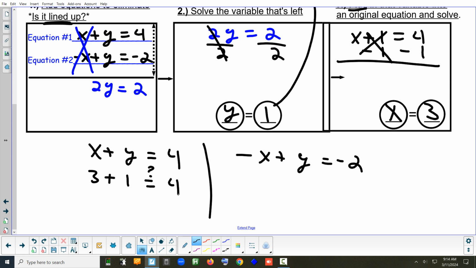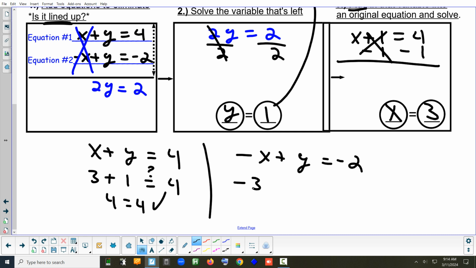And Sam, 3 plus 1 gives me 4. So did those numbers work in the first equation? Yep, they worked fine. All right, let's check them in the second one. Maddie, what did I get for x again? 3. So we're going to fill in 3 for x. The negative stays right where it is.